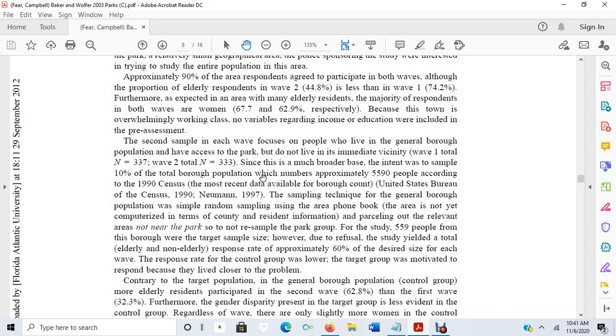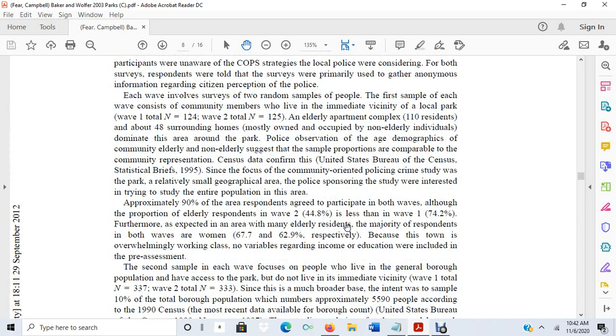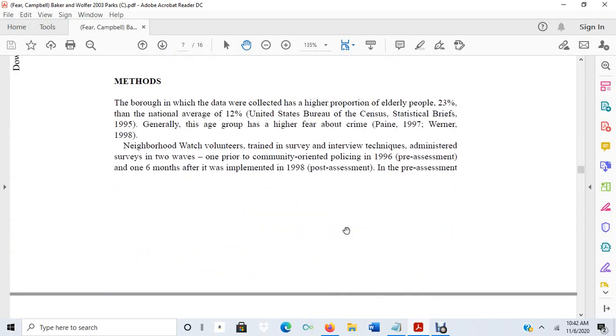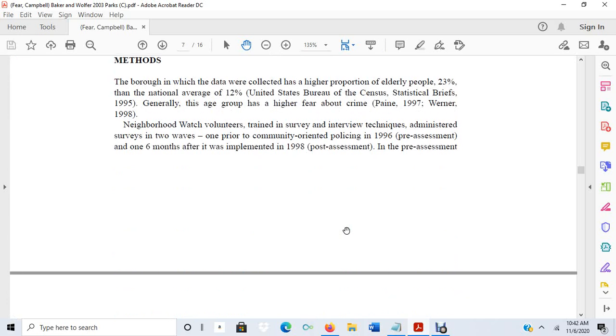And then they say here, the sampling technique for the general borough population was simple random sampling using the area phone book. Okay, so again, simple random sampling is a probability sampling technique. So we can say that they used probability sampling here and simple random sampling. And then we can say that for the first sample they took, they actually did a census, and they sampled people that were living near the park.